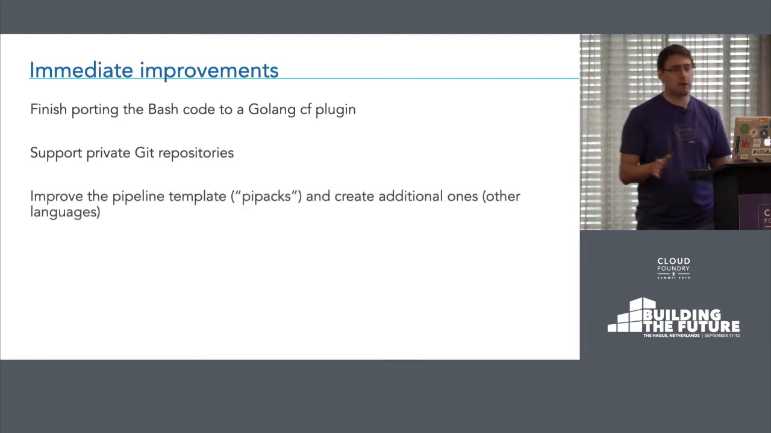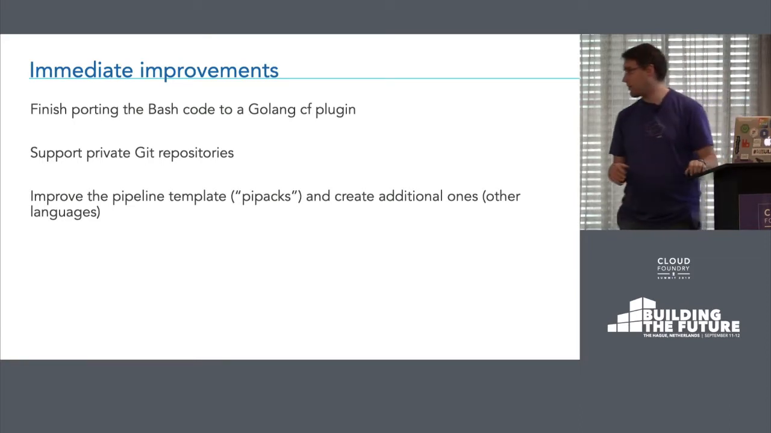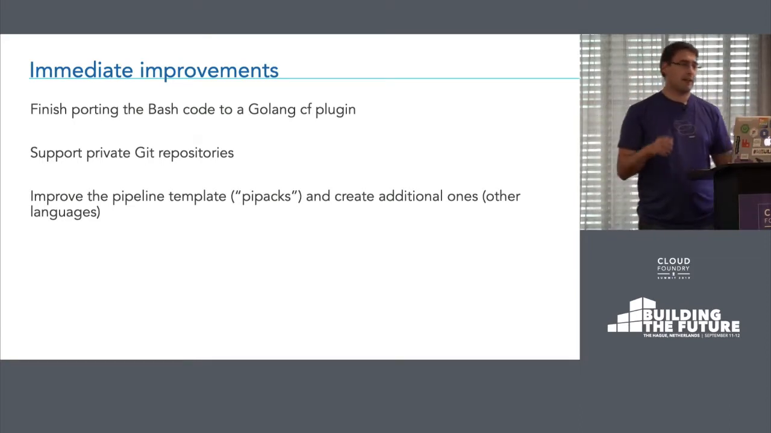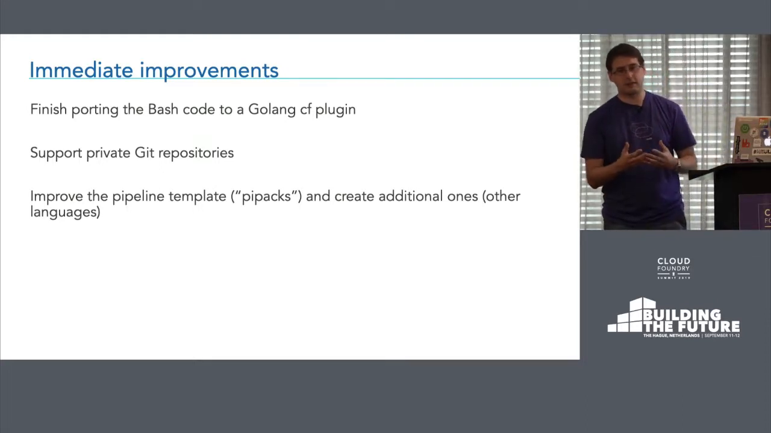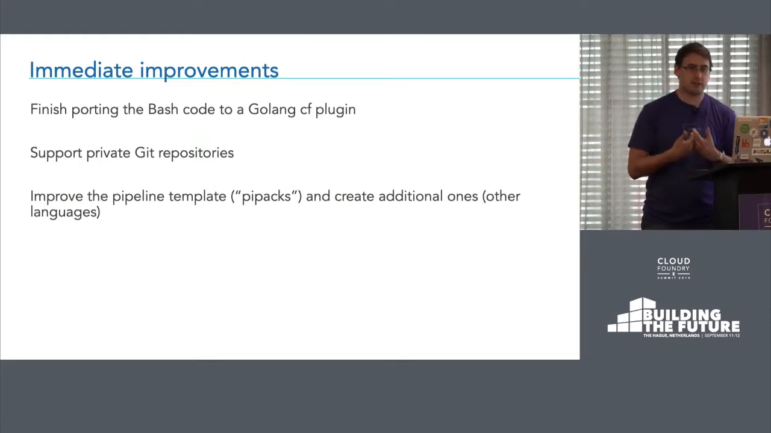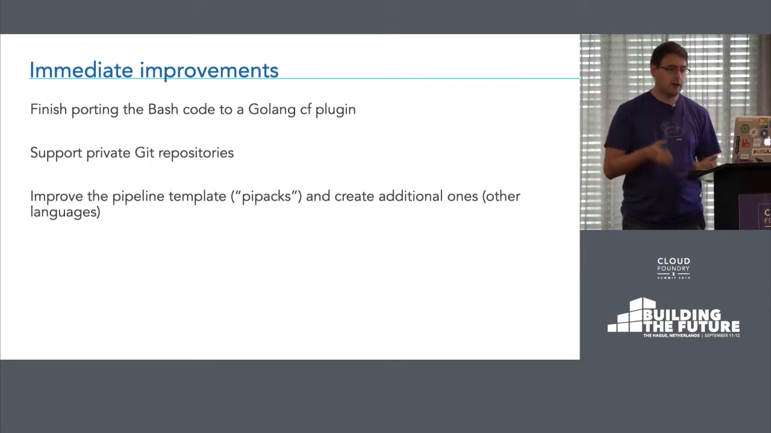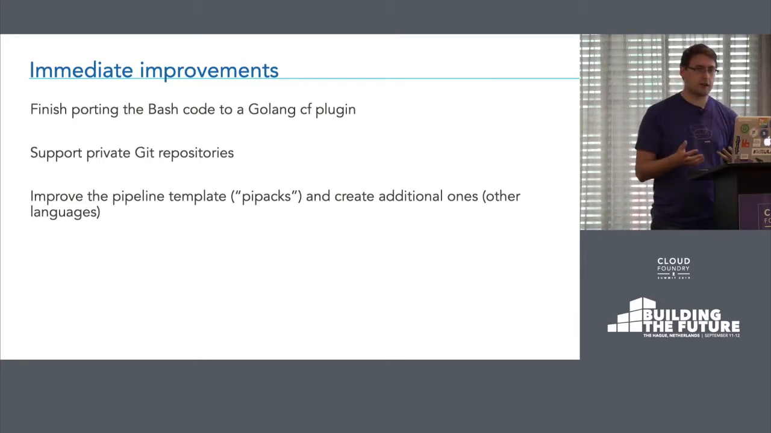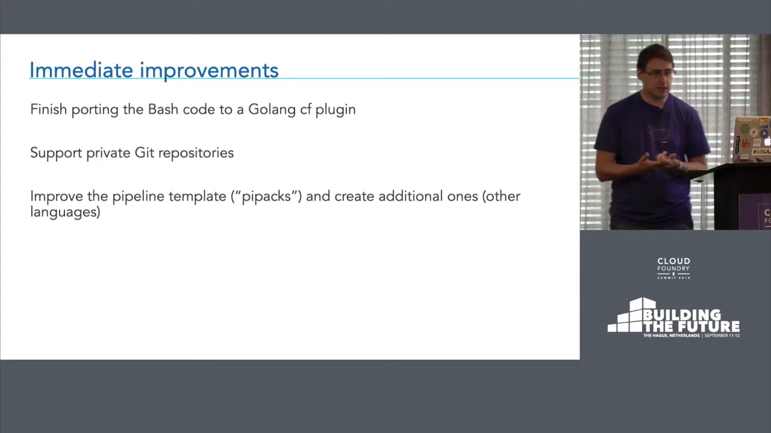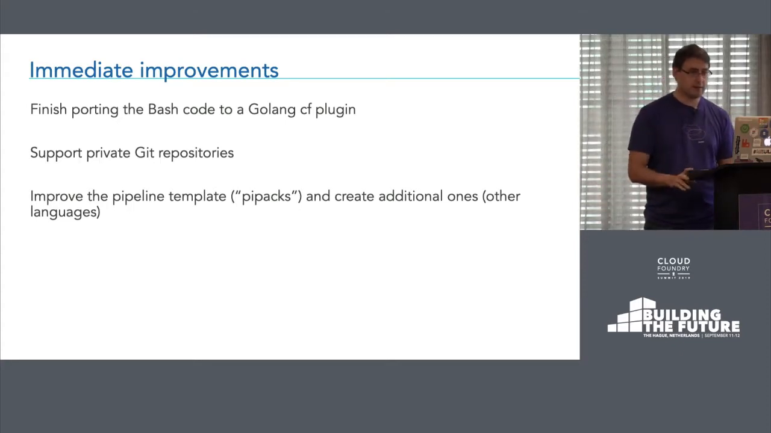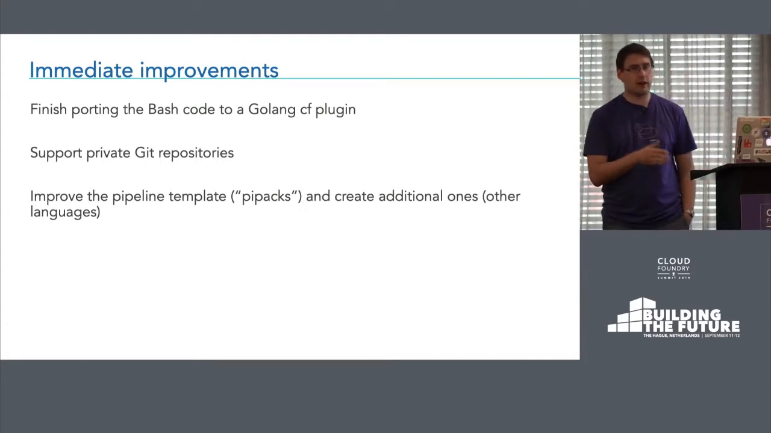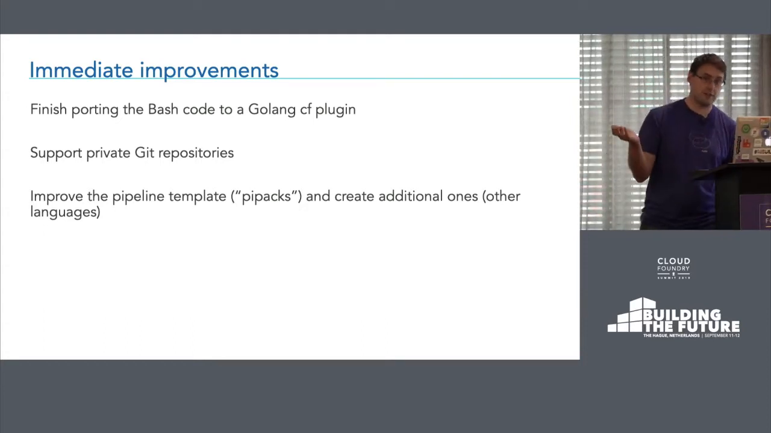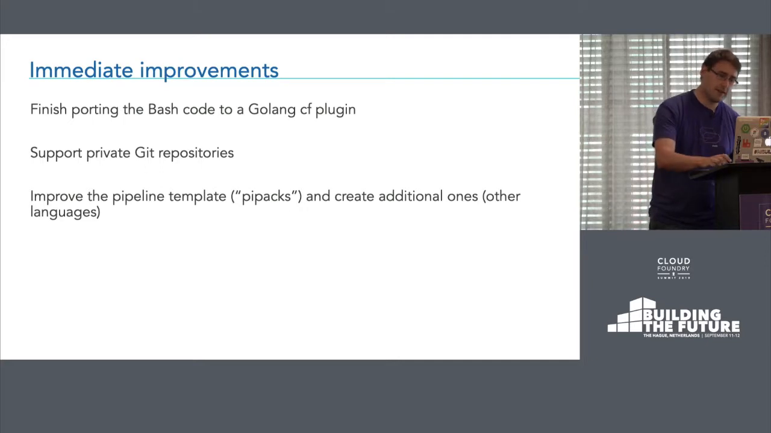Then improve the pipeline templates. We call them now pipe packs. We are coming up with a name for that. The actual one is really simple. That's not what we are seeing as what it has to be. It's not on a quality you would like to have in a development team. So it's an early version. Also make some other examples for other languages, so you don't have to be a Java developer to participate.